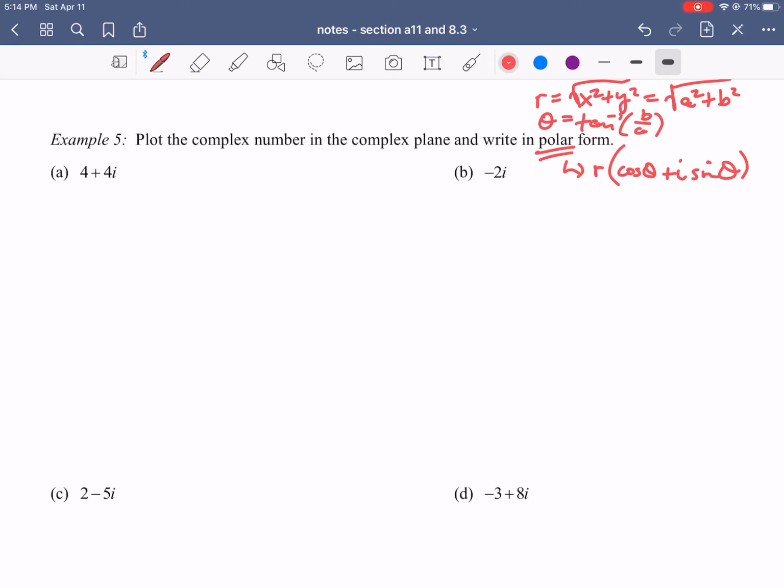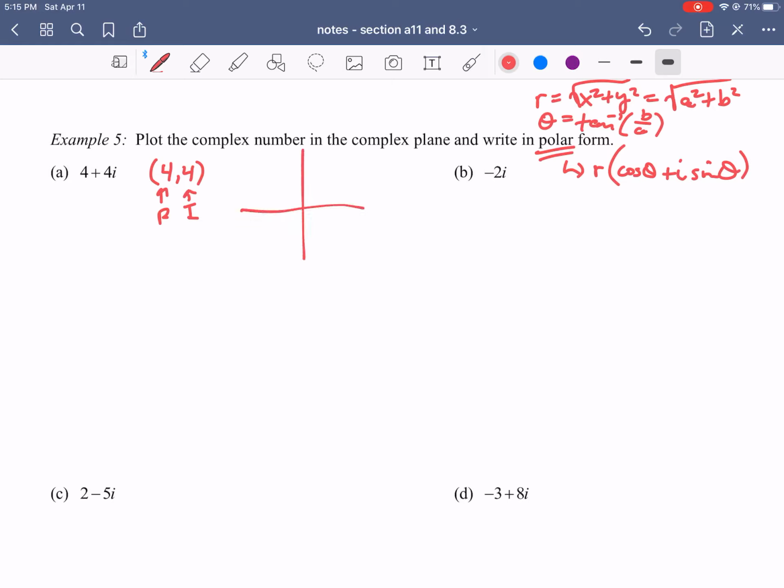That's what polar form looks like, and that's what we're going to be writing these four imaginary complex numbers in this problem. So in letter A, we've got 4 plus 4i, and what that looks like is the ordered pair in the complex plane (4, 4), where this is the real part, and this is the imaginary part.